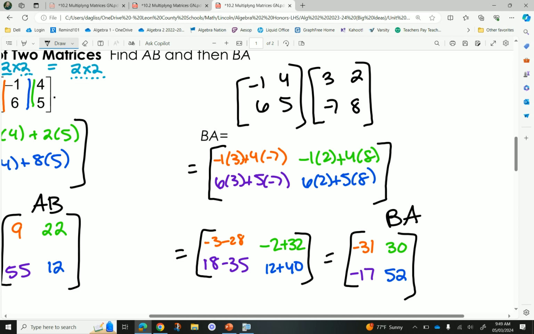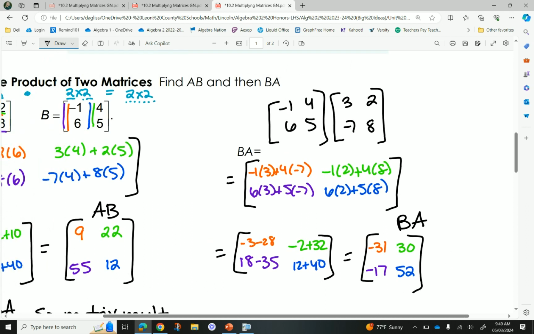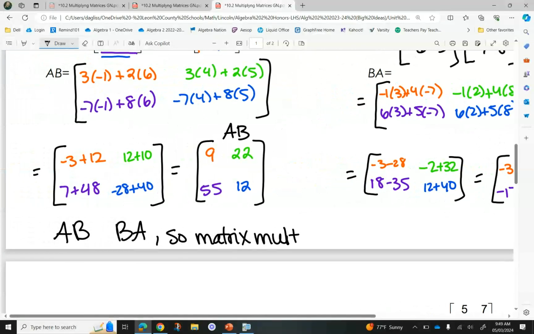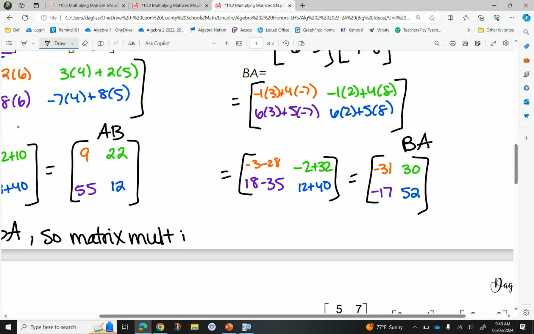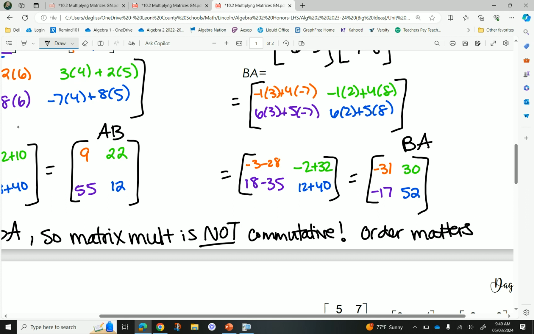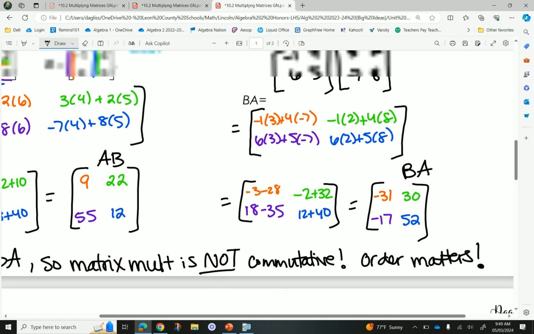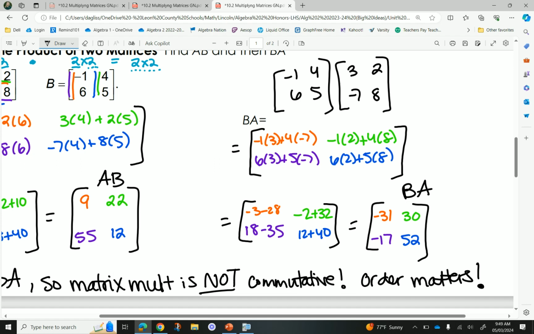So our BA matrix is going to be negative 31, 30, negative 17, and 52. So, do they match? They are not the same. So matrix multiplication is not commutative. What does that mean? It means order matters. Order is going to matter with multiplying matrices.